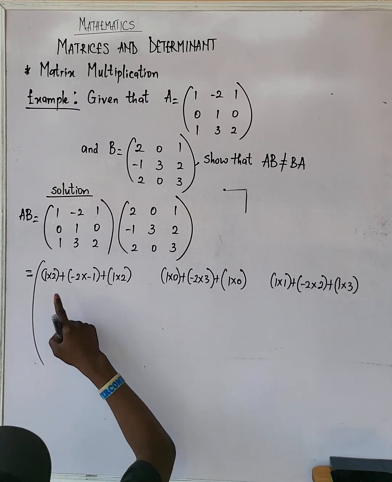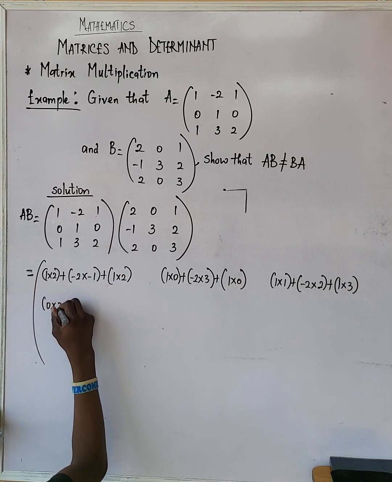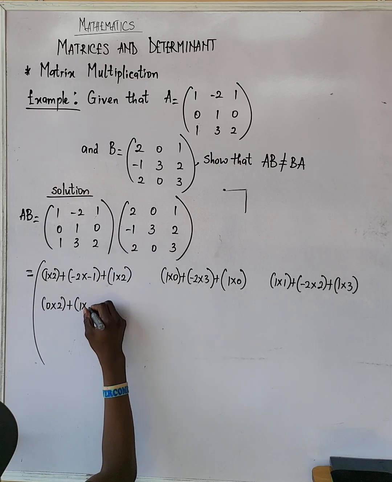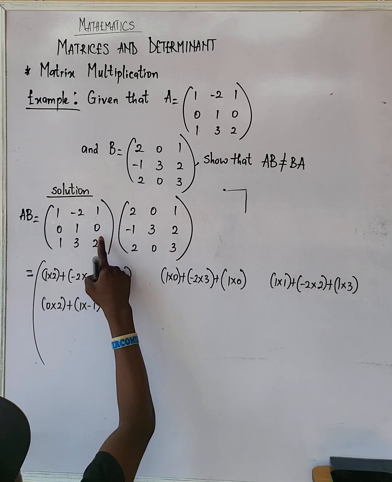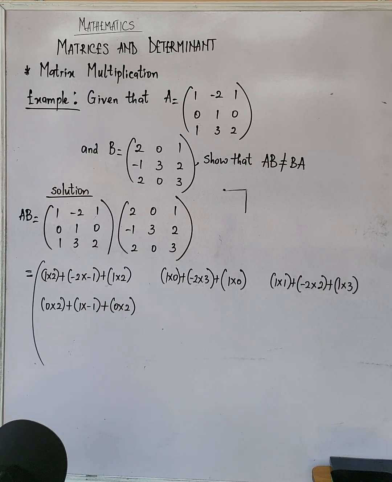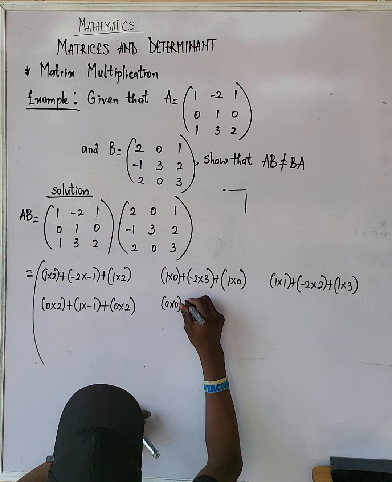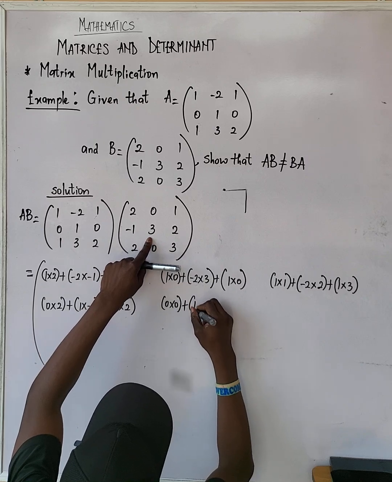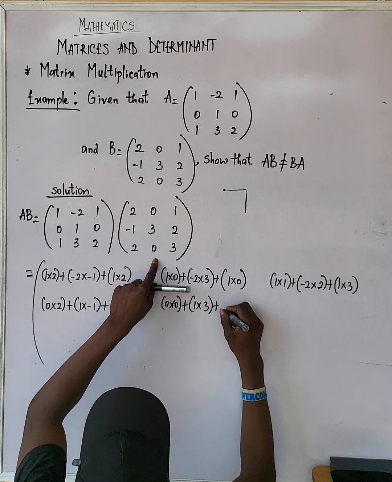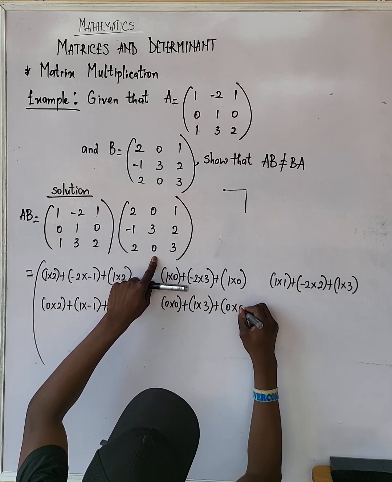So let's go again. 0 multiplied by 2. So we'll go 0 multiplied by 2 plus 1 multiplied by minus 1 plus 0 multiplied by 2, right? So let's go again. 0 multiplied by 0 plus 1 multiplied by 3 plus, sorry, then 0 multiplied by 0.